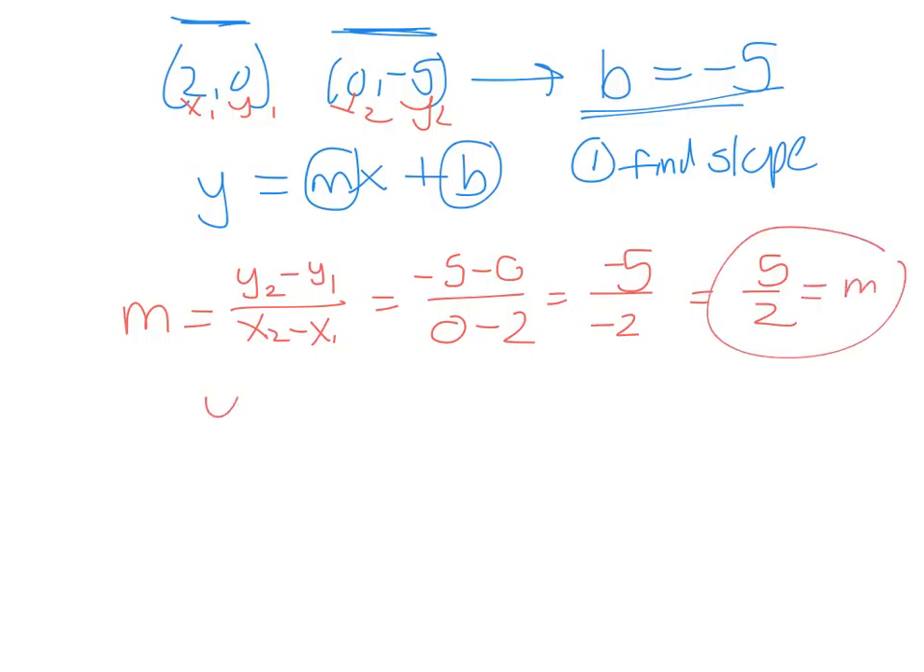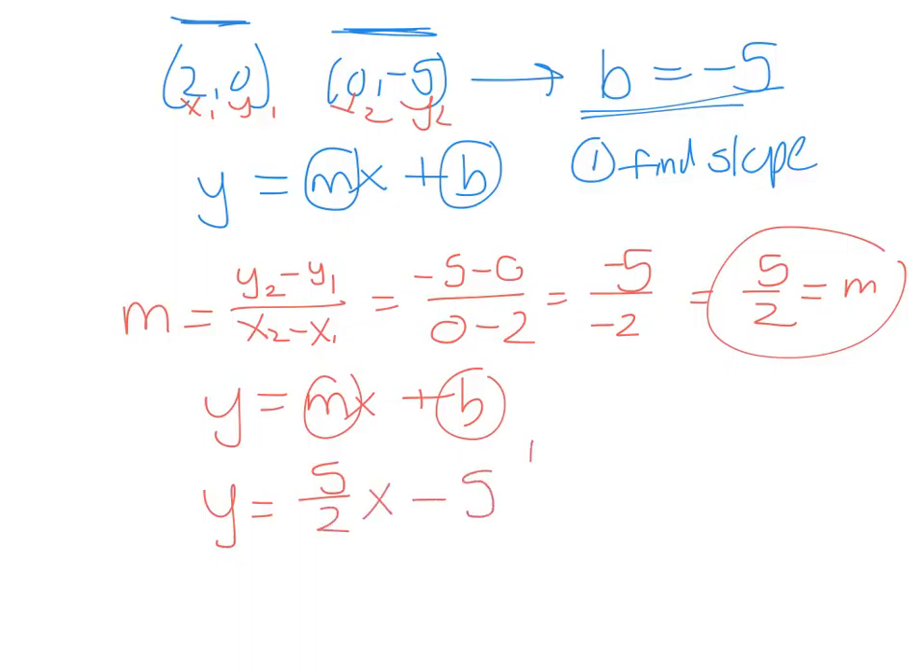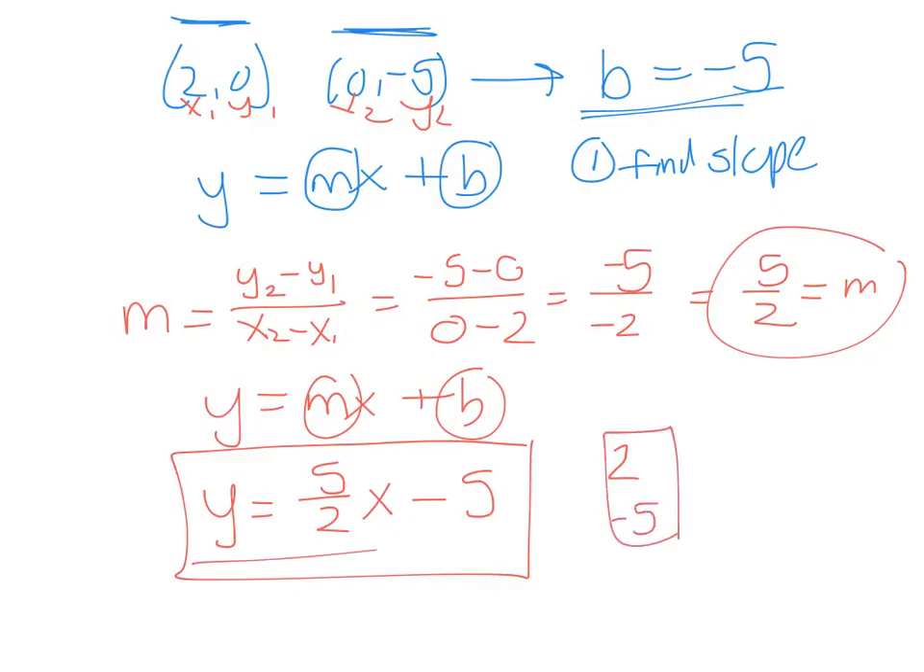I now know my slope, and I also know my y-intercept, so I'm going to fill them both in. y equals 5 over 2x minus 5. And that would be the equation of the line that has an x-intercept of 2 and a y-intercept of -5. Okay, that's the end of that problem.